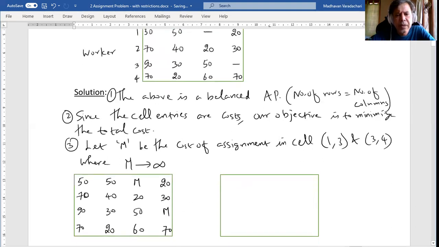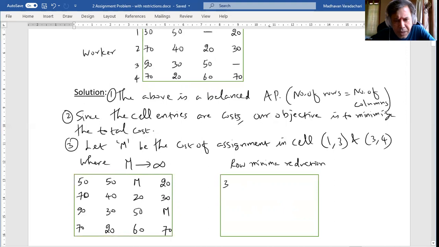Then the very first step in the Hungarian algorithm is row minima reduction. We already spoke about it elaborately in the previous video, so I'm not going to rewrite those in sentences. We'll directly do it. In the first row, we identify the least, which is 20. So all these elements will be subtracted by 20.